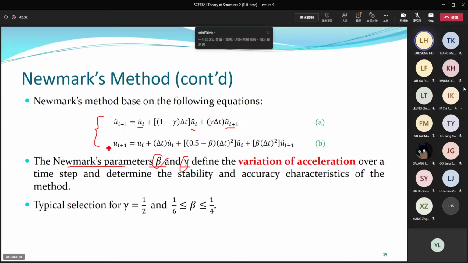You can put them back into these two Newmark equations, then you have the velocity and displacement. Newmark just generalized them into two equations for general situations. We simply call these the Newmark equations.